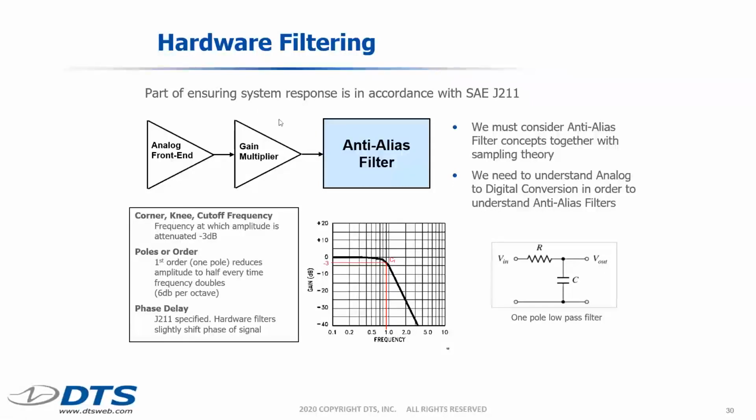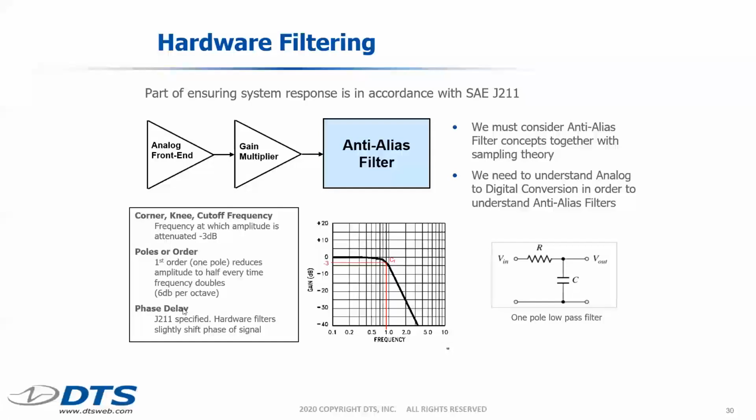There's a lot of information on this slide, but I'm going to just say that the corner, knee, and cutoff frequency are the same thing. And this is generally thought of as the point in the response curve where the signals are attenuated or filtered to -3 decibels, which is about 30% reduction in signal. The number of poles or the order of the filter tells us how steep the roll-off is, so it would be the slope of the roll-off.